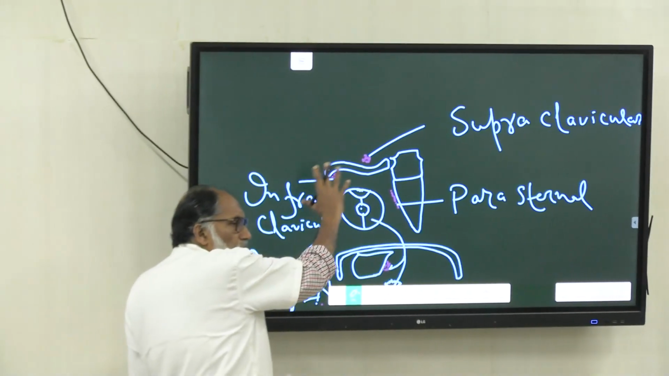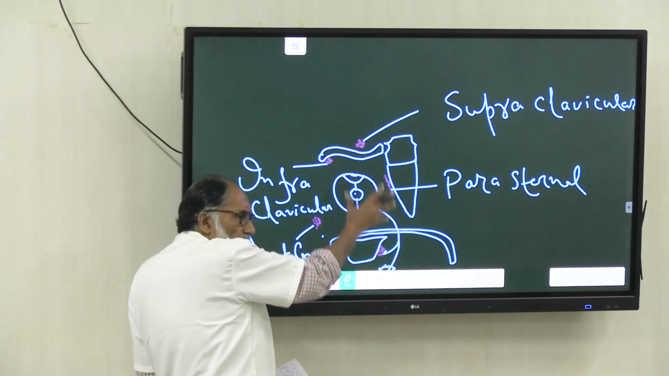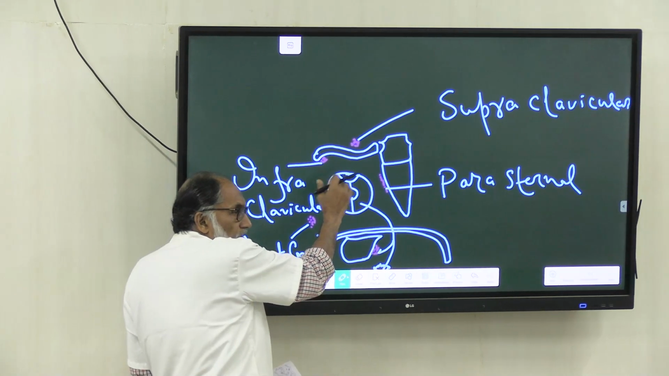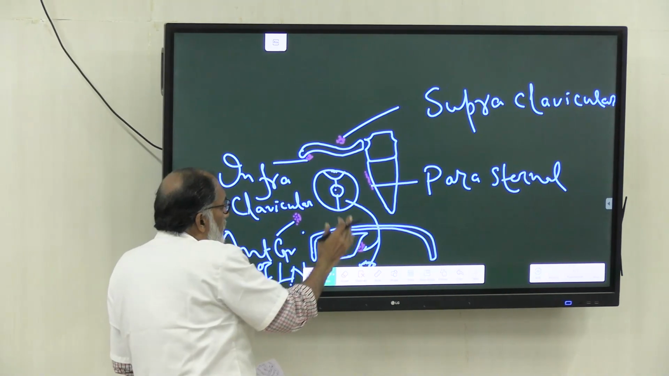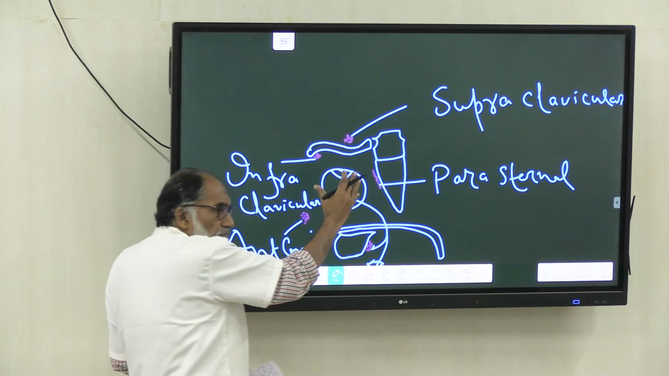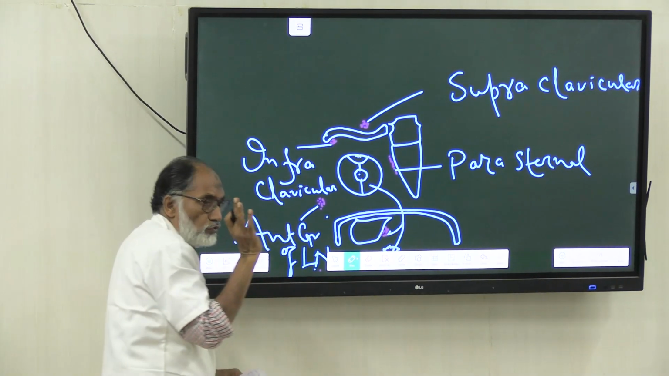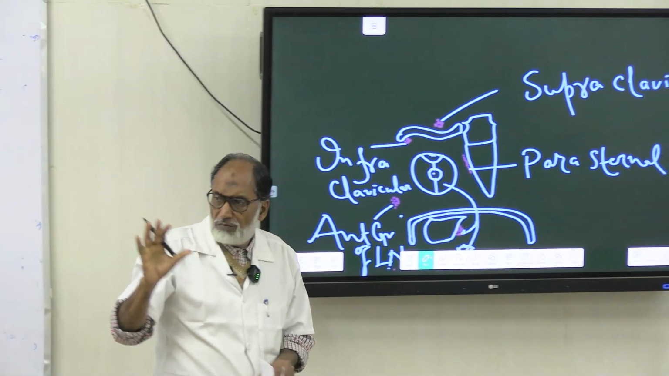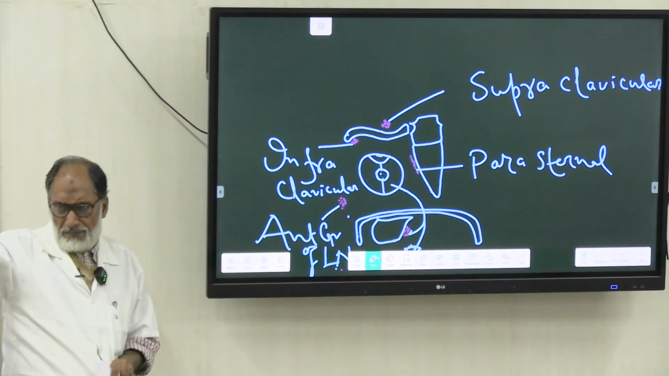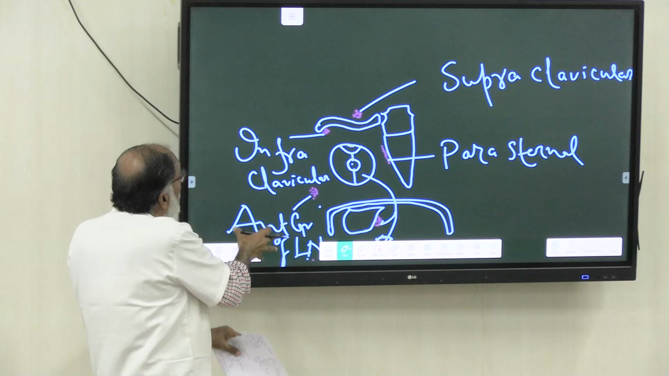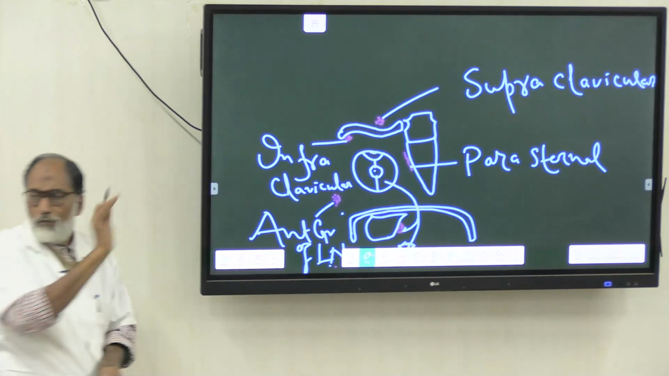The whole of the superficial lymph vessels except the areola and nipple, the maximum lymph vessels drain into the anterior group of lymph nodes. The superficial lymph vessels of the breast except the areola and nipple mainly drain into the anterior group of lymph nodes.